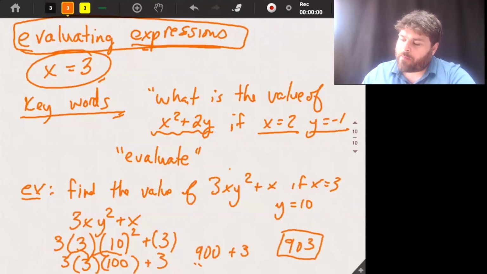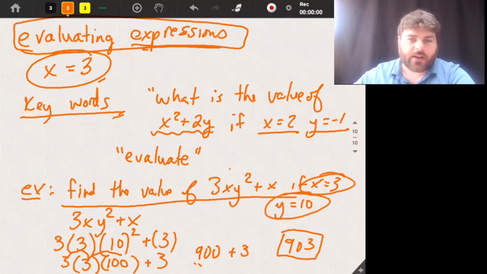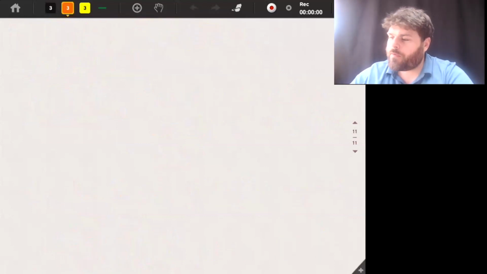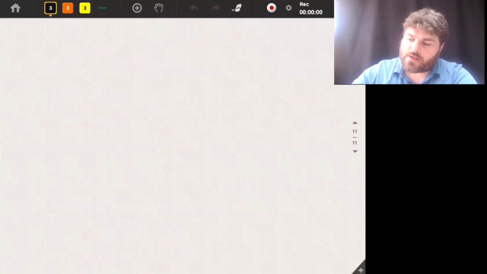Okay? But remember, it says find the value of this, but then it gives me these conditions. It tells me what x and y are. That's how I know that I'm evaluating. Okay? That's how I know I'm not supposed to simplify here. All right? All right, moving on. Next thing is equations.